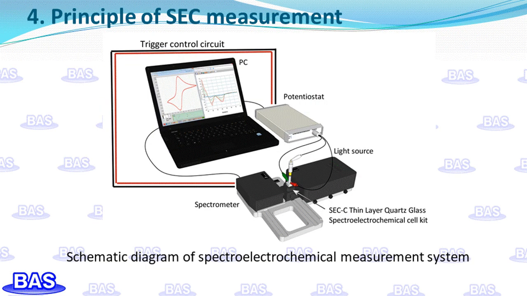This is the overall schematic diagram of a typical spectroelectrochemical measurement system using transmitting electrodes. The basic measurement system requires a spectrometer, light source, transmissive electrolysis cell, potentiostat, and computer. You also need a circuit that can trigger the control, to carry out spectroelectrochemical synchronized measurement control.